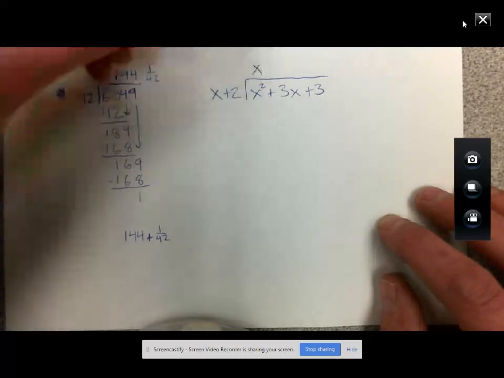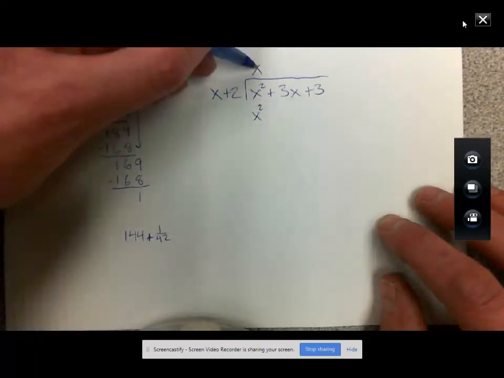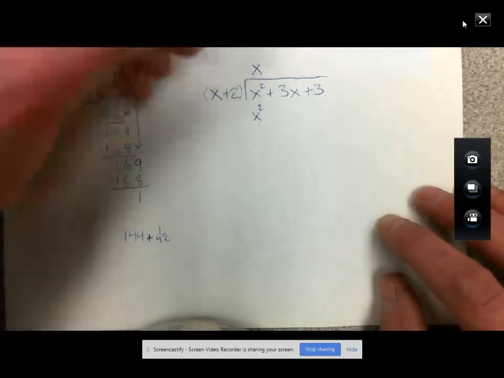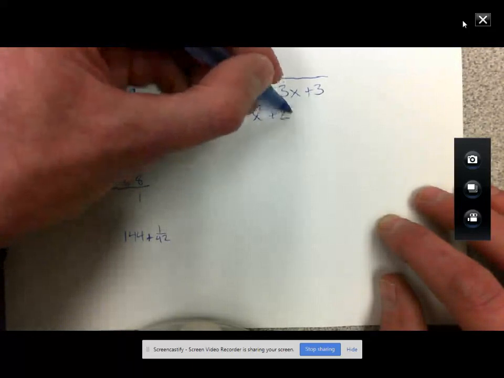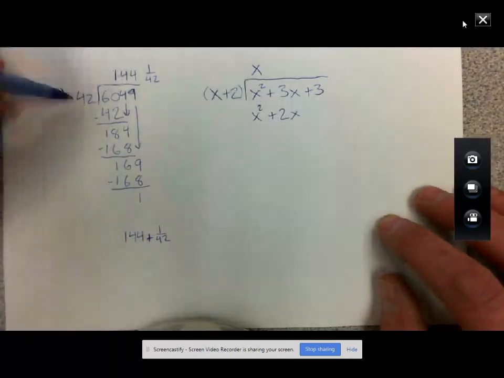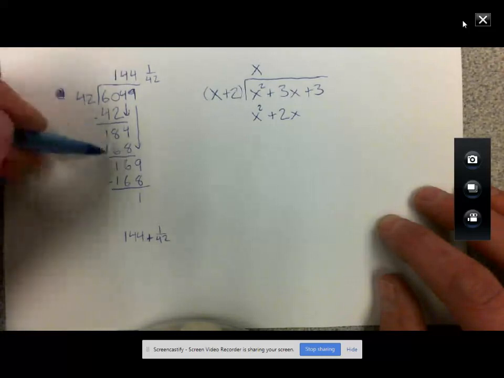So I know that x times x will give me x squared. And x plus 2 then, because I'm distributing, x times 2 will give me 2x. Just like here, 4 times 4 is 16, 4 times 2 is 8. So I'm distributing here as well, 4 times 10s, 4 times 1s, and I'm getting that.